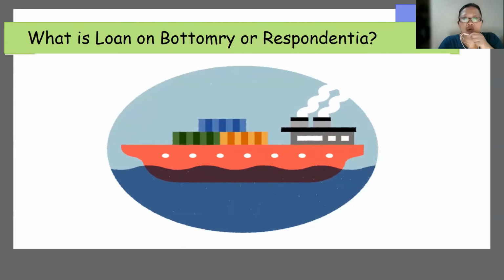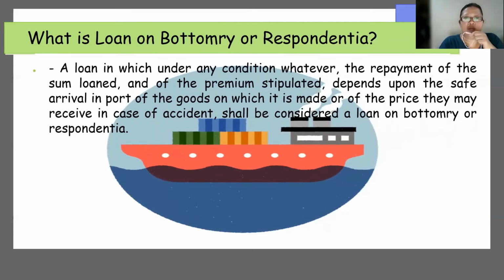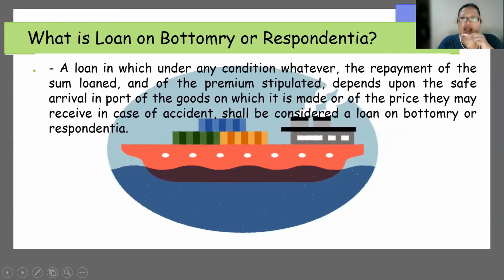So what is a loan on bottomry or respondentia? A loan on bottomry or respondentia is a loan in which, under any condition whatever, the repayment of the sum loaned and of the premium stipulated depends upon the safe arrival at the port of destination of the goods on which it is made, or of the price they may receive in case of accident.